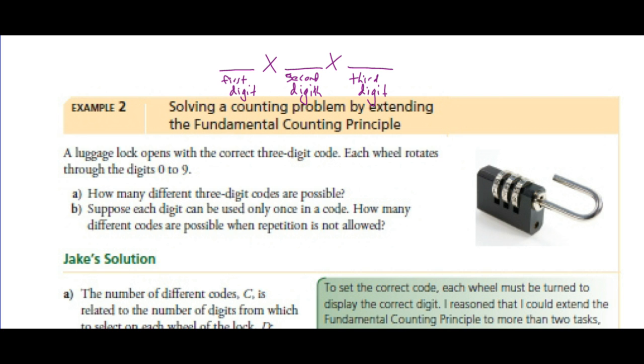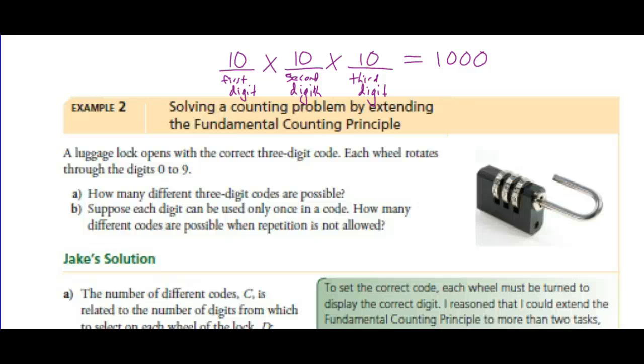How many choices are there for the first digit? It could be 0 through 9, so there are 10 choices. How many choices are there for the second digit? 10. How many choices for the third digit? 10. 10 times 10 times 10 is 1,000 choices, right? 10 times 10 is 100, times 10 is 1,000. So there's 1,000 different codes that can be used.